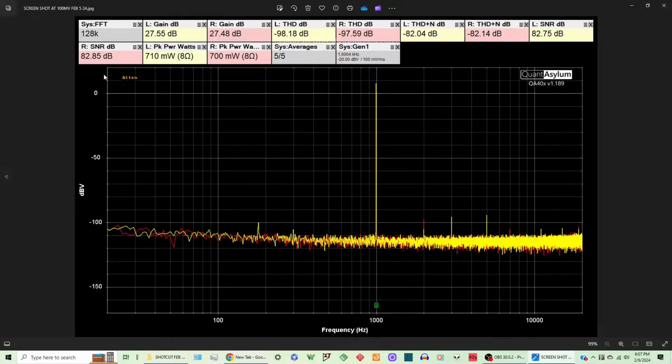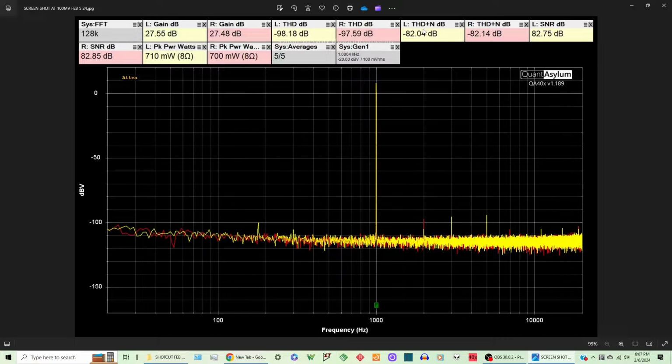Now, what do we have up here? Let's take a look at the gain, left gain, right gain. It's about 27.5 dB, which is essentially what you would expect. And notice how the gain on both channels is almost identical. Let's take a look at the total harmonic distortion. Left channel, right channel, minus 98 dB, minus 97.6 dB. These are pretty good numbers for a $30 amplifier board.